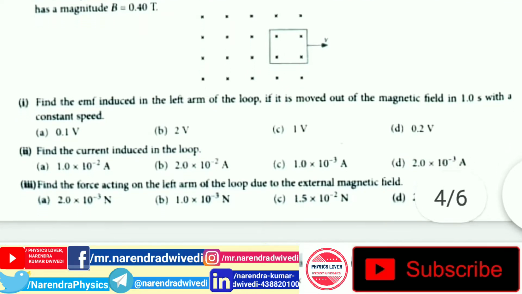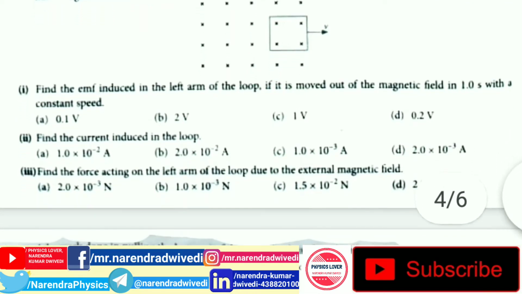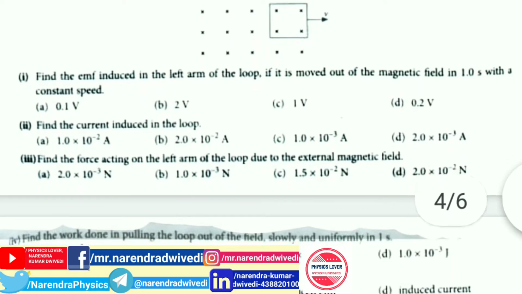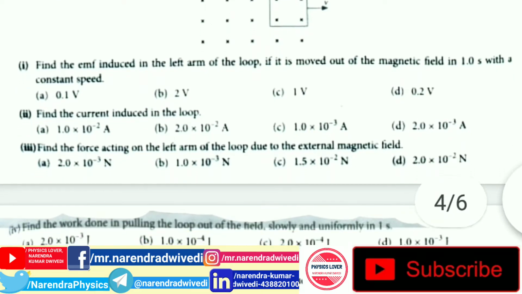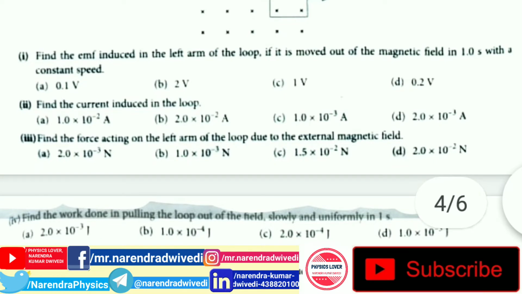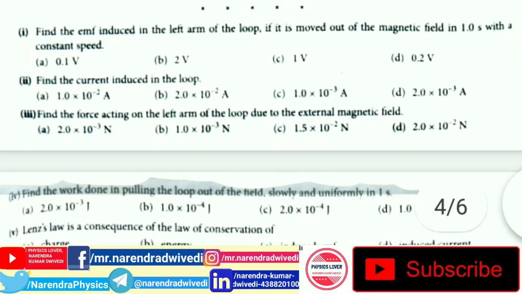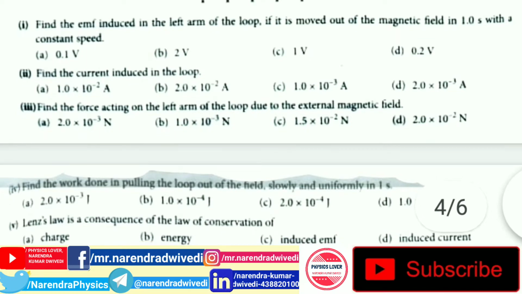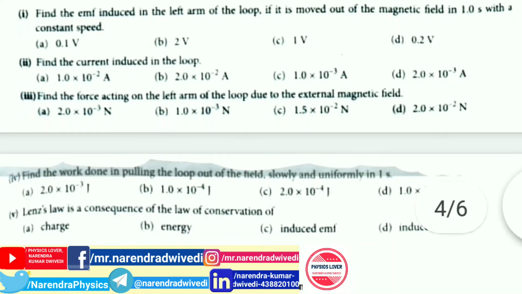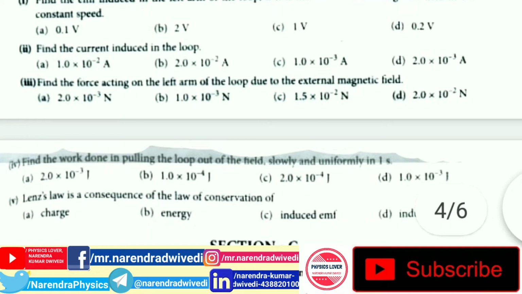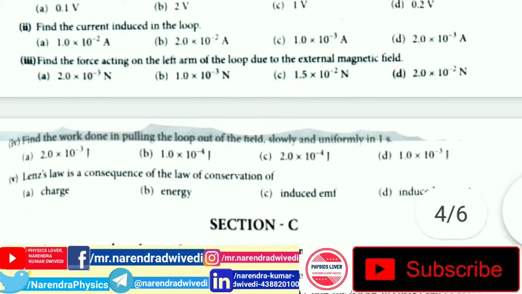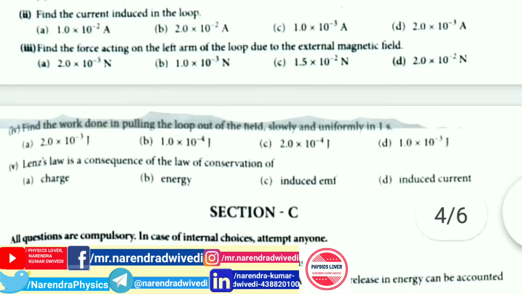Next, find the force acting on the left arm of the loop due to the external magnetic field. Options are A 2 × 10^-3 Newton, B 1 × 10^-3 Newton, C 1.5 × 10^-2 Newton, D 2 × 10^-2 Newton.